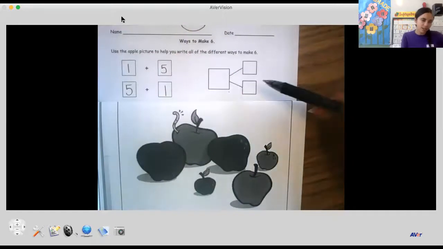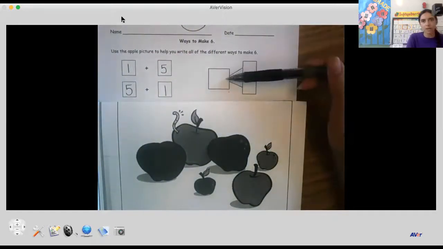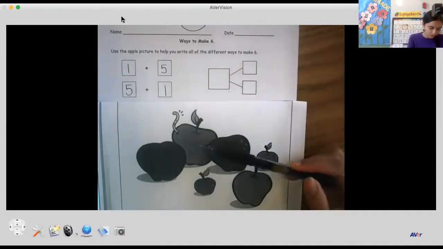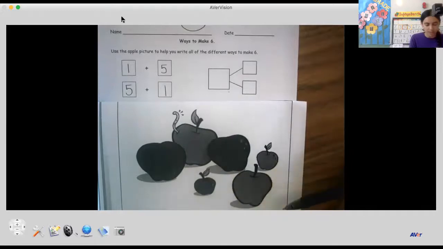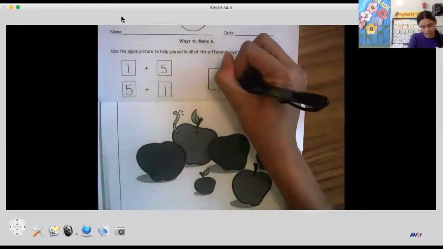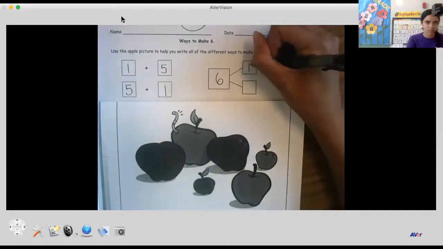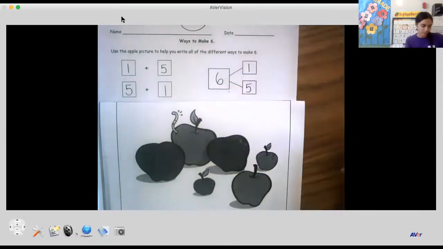Now, how can I make a number bond for this? In this big box, we should put how many apples there are altogether. Let's see, there are 1, 2, 3, 4, 5, 6. There are 6 apples in all, 6 apples total. And there's 1 apple that has a worm, so I'll put a 1 here. And 5 apples that do not have a worm. So I'll put a 5 there.